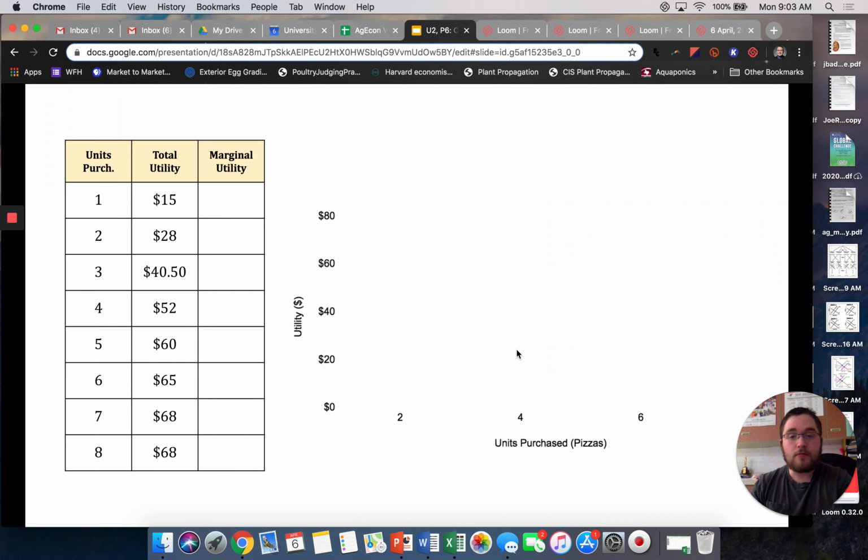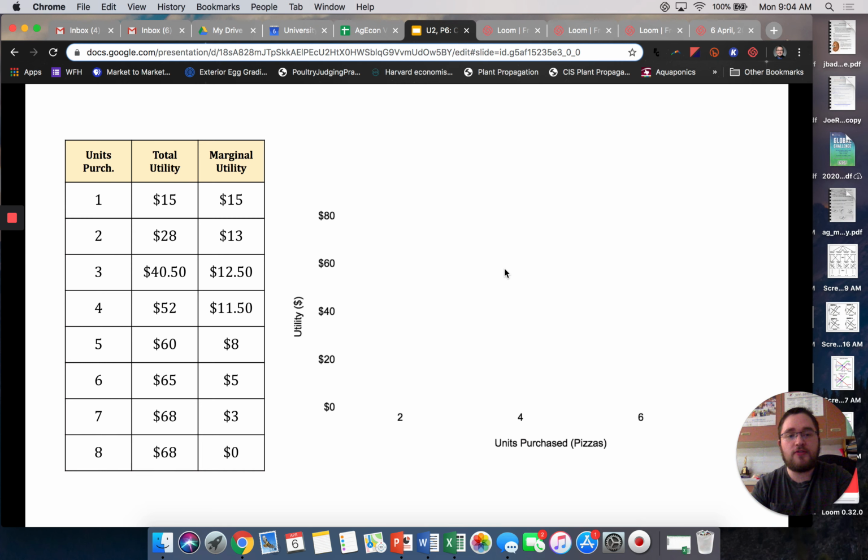So I kind of broke it down: units purchased, the total utility. Total utility is adding up from 1 pizza to 2 pizzas to 3 pizzas. So 2 pizzas are worth $28. And then marginal utility, again, is when we divide the utility change by the quantity change. So 28 minus 15 gives you your marginal utility. Then you're going to graph both of the lines, the total utility and marginal utility. So hit pause if you want to, otherwise we'll just keep going.